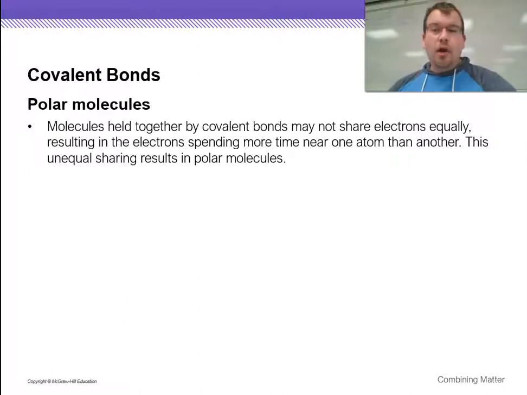Then within this, we have polar molecules. This happens when there's not an equal share of electrons, resulting in the electrons spending more time near one atom than another. This unequal sharing results in polar molecules, and it gives those molecules special properties.